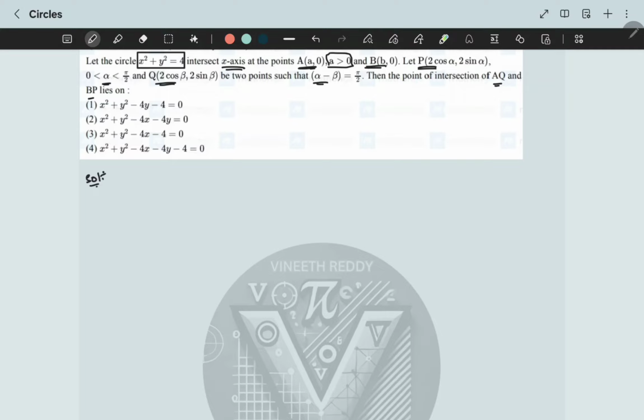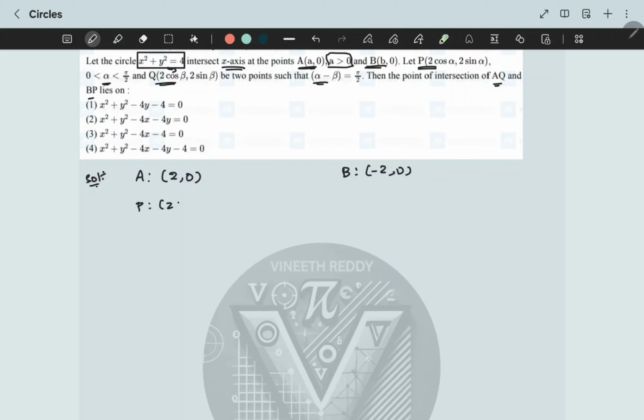I think he's asking us to find the point of intersection of AQ and BP. So let us write A. Now what will A be? Where will this circle intersect the x-axis? Replace y with 0. We get x square equals 4. x is equal to plus or minus 2. Since A is greater than 0, we can write A as (2, 0) and B will be (-2, 0).